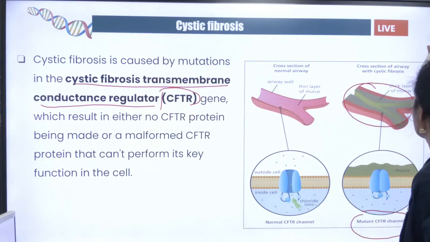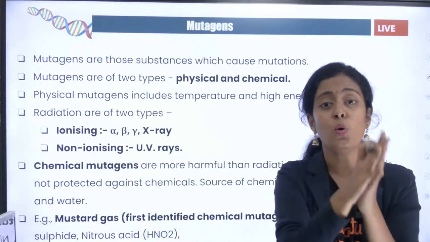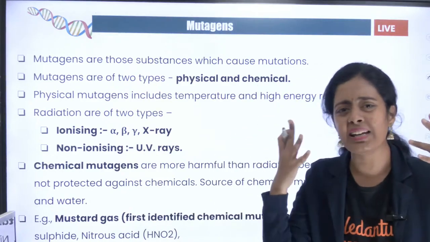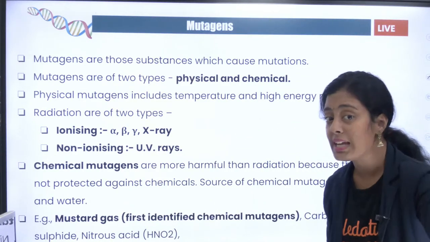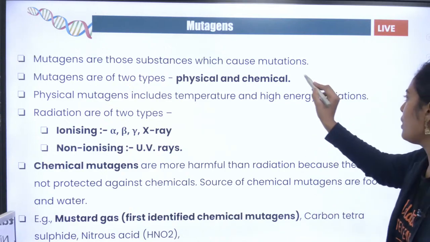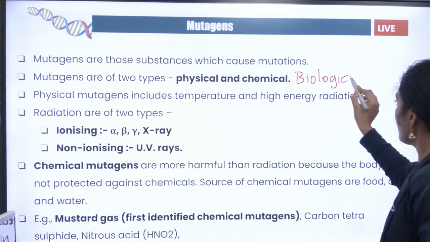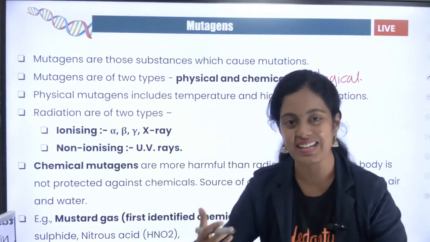Okay? Yes. Then we have mutagens. Very important point. Mutation causing agents are called mutagens. Can you think of any examples of mutagens? Mutagens could be physical, chemical or biological. You can also include biological. Okay? So what do these mutagens do? They are going to bring about a change in the DNA, correct?